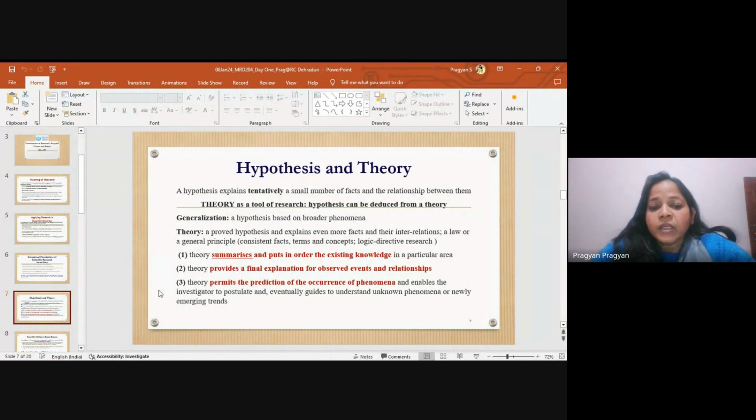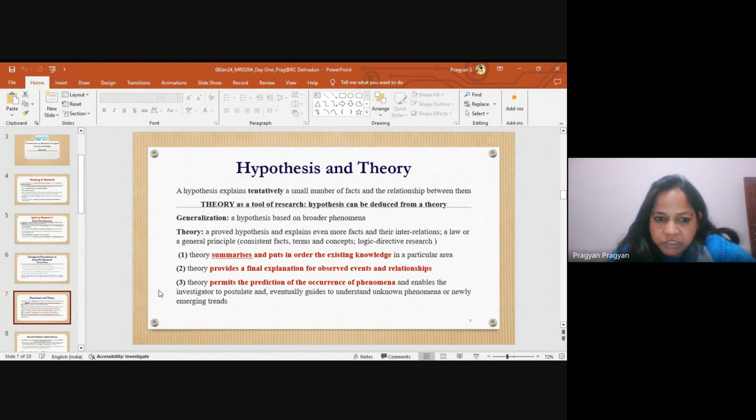Now, let's again try to understand what is theory. So there are three key points. Theory summarizes and puts in order the existing knowledge in a particular area. For example, whenever we are talking about literacy and we are dividing it into two major parts, female literacy and male literacy, that means there has to be a gender structure of power. That means we are getting those ideas from a particular perspective, that is gender sensitive approach, because it is going to give you a cross section clarity of a particular social setting.